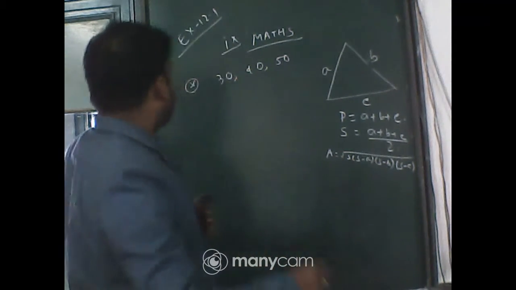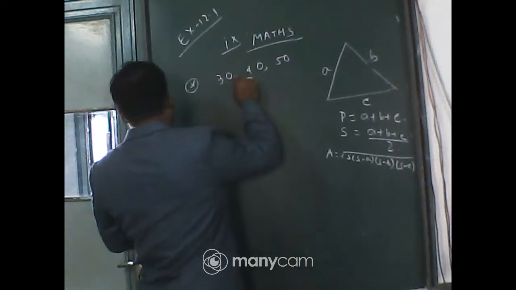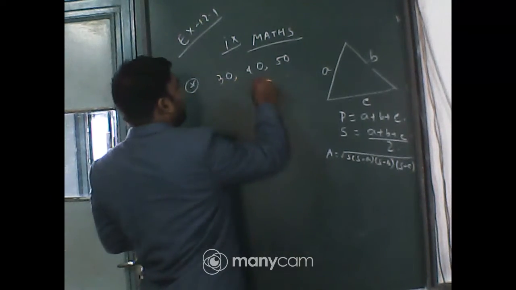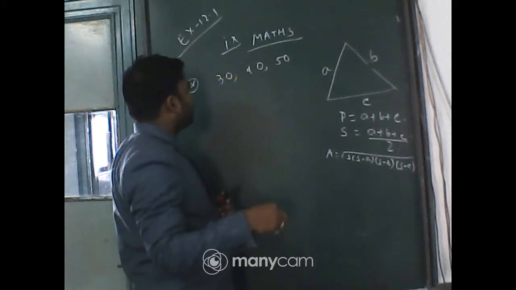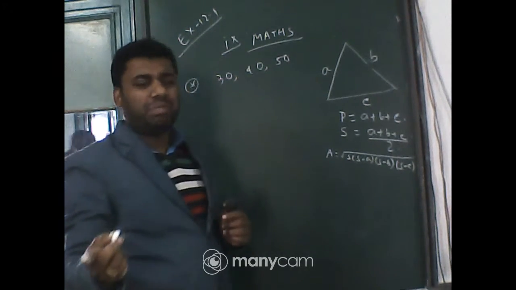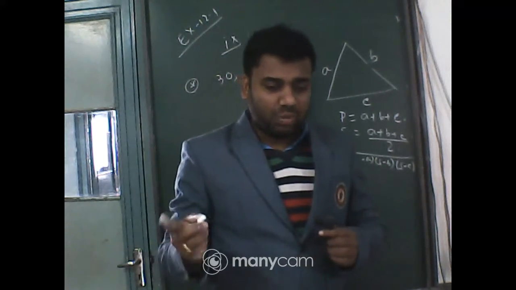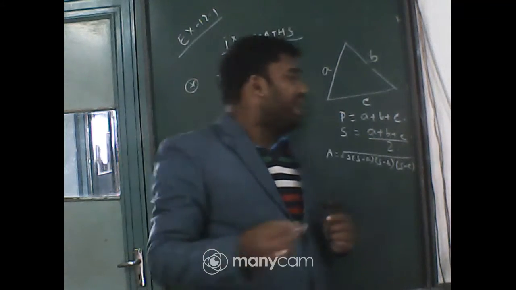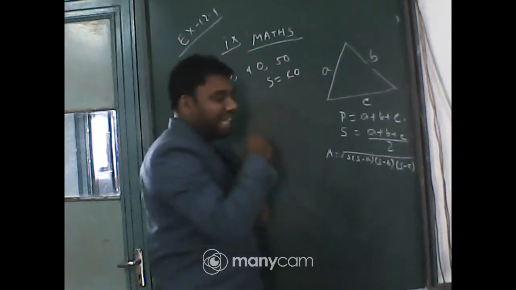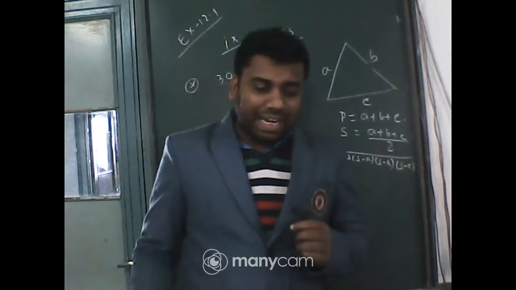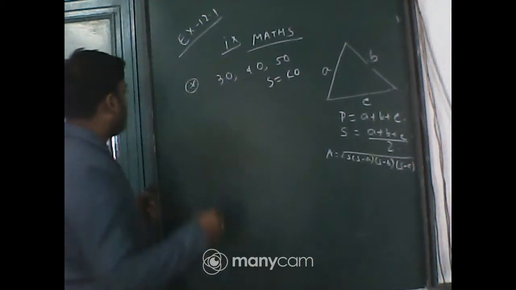Very easy. So perimeter equal to 30 plus 40, 70, 70 plus 50, that is 120. Half of 120, that is 60. So S equal to 60. Now find its area. Just look at the board.